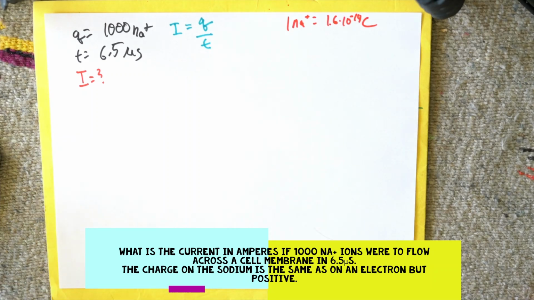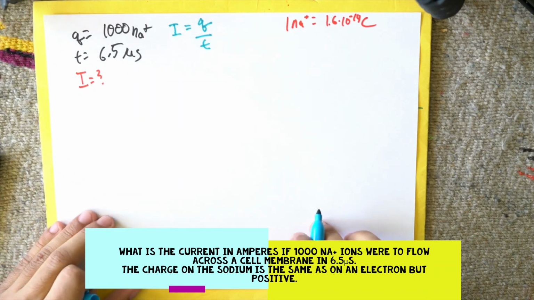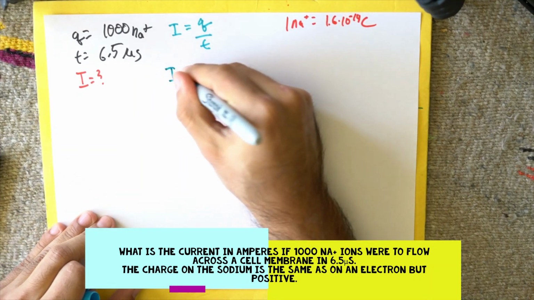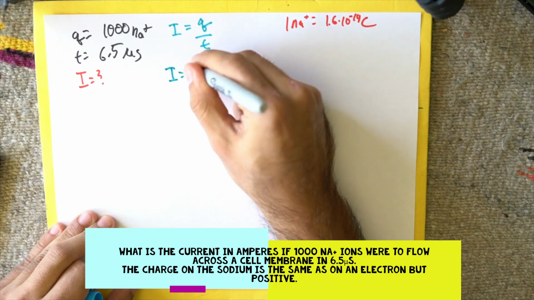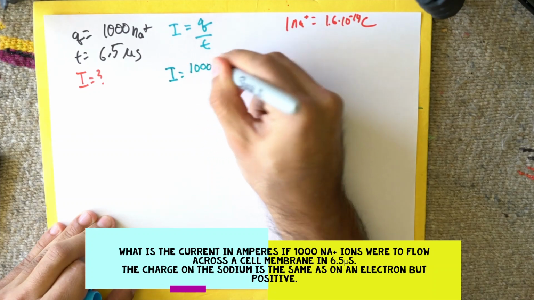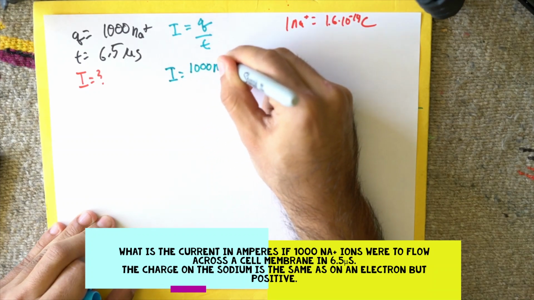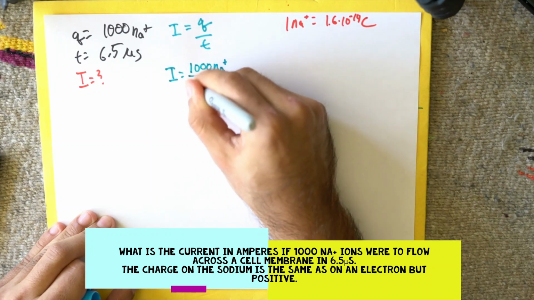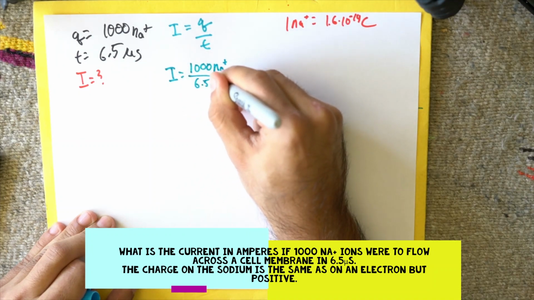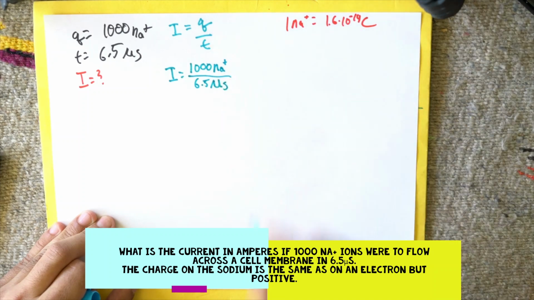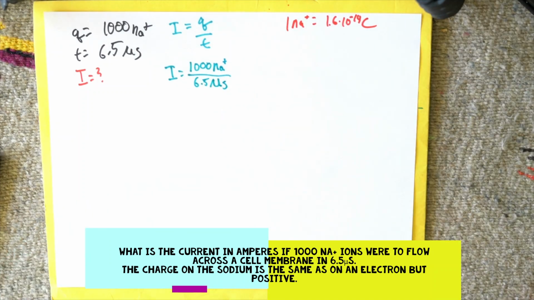To find our answer, we just have to plug everything in and then use dimensional analysis to figure everything out. So we will write 1,000 sodium ions over 6.5 microseconds. Now let's use a little conversion.